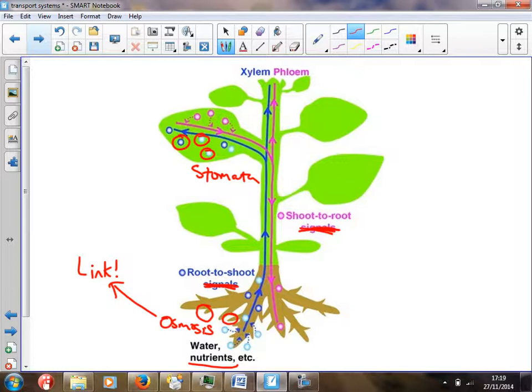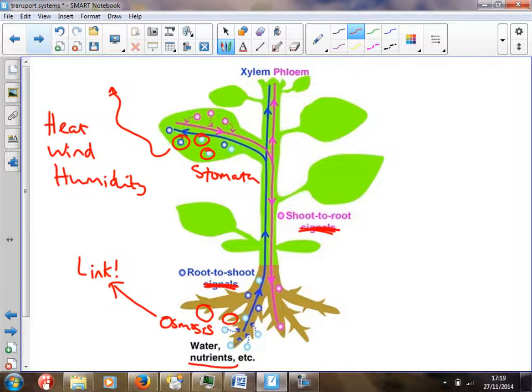And stomata are tiny little holes in the leaves. All plants have them, and they allow the water to evaporate off into the air. Obviously, the speed of evaporation will be affected by a variety of things: the heat of the day, the wind speed, the humidity as well. The more humid it is, the slower the evaporation will take place.